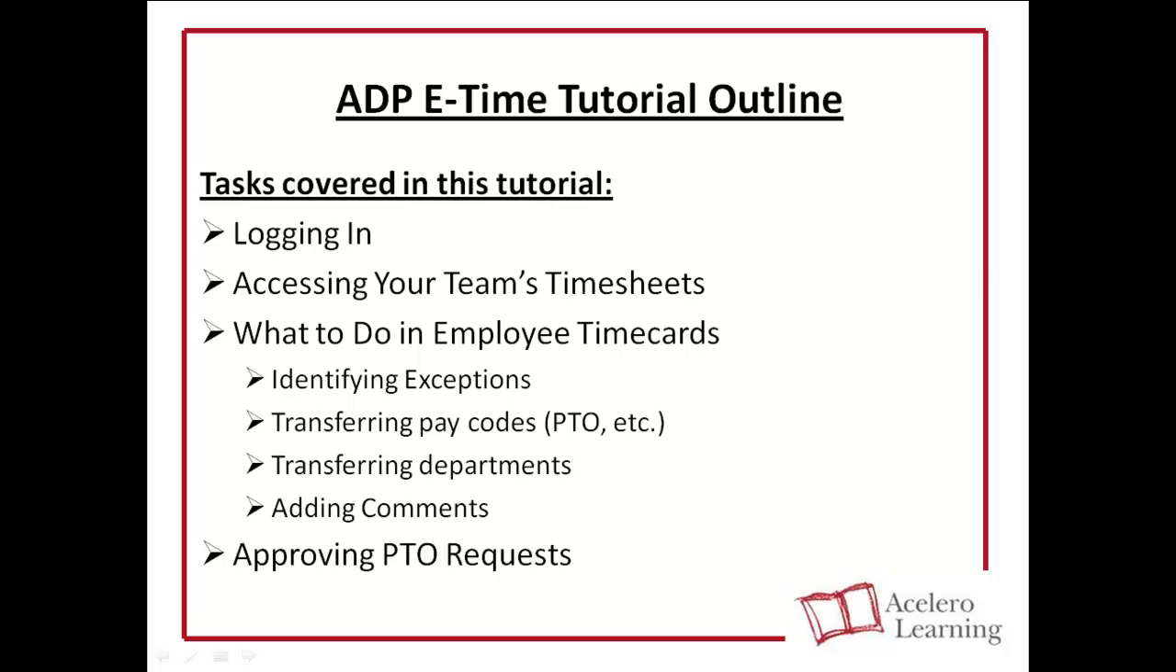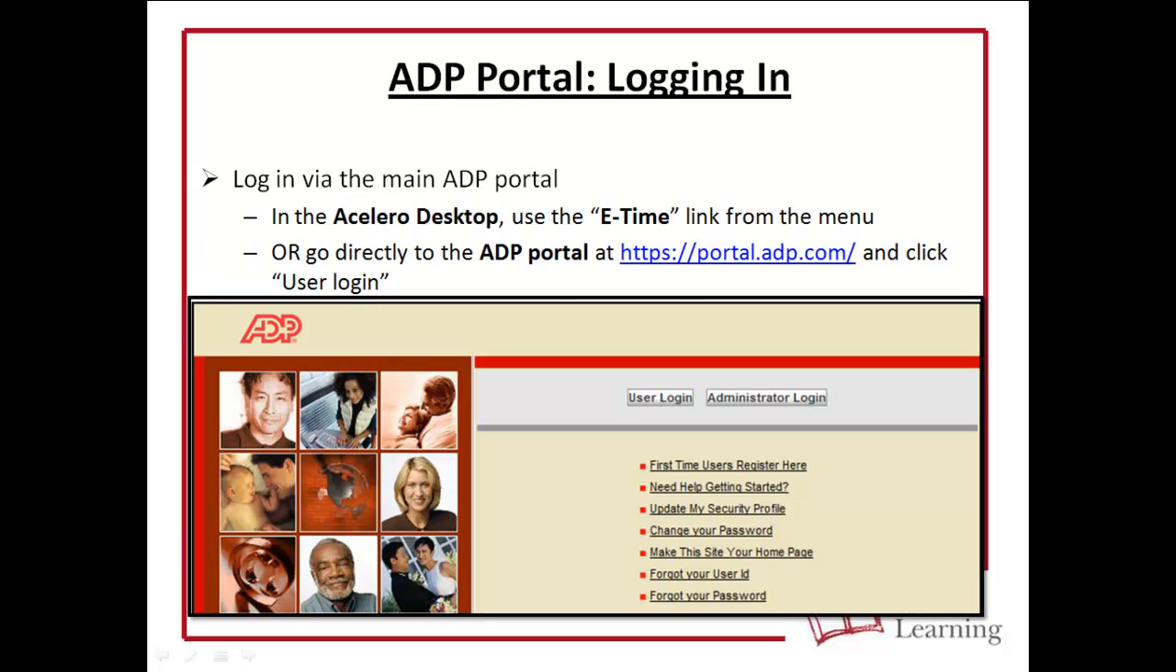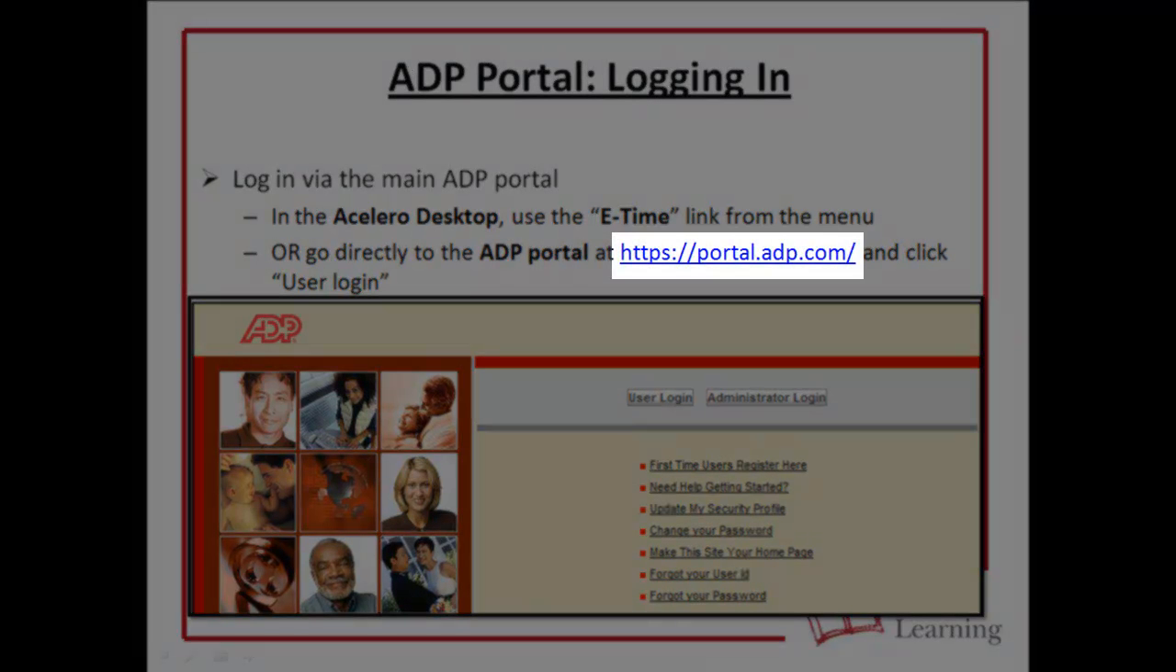Let's get started. In order to access the eTime system, you'll need to go in through the main ADP portal. In the Acelero desktop, you can use the eTime link from the menu at the left-hand side of the screen, or you can go directly to the portal at portal.adp.com and click on User Login.